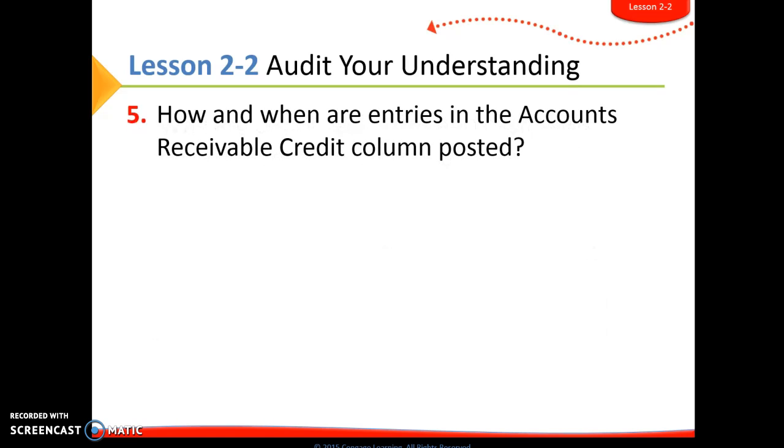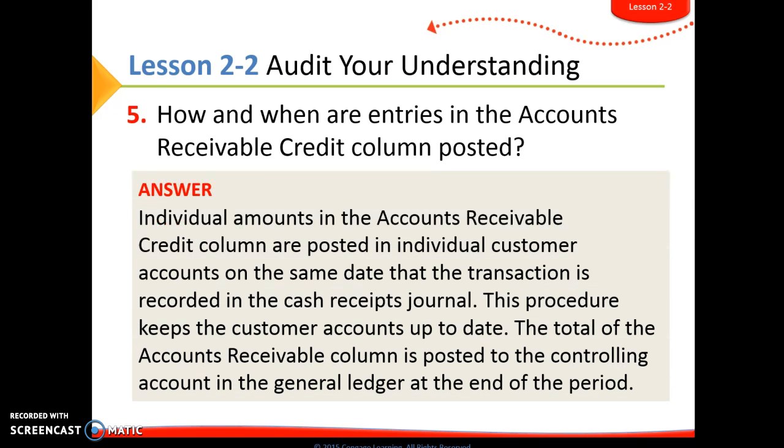And last one, question number 5, how and when are entries in the accounts receivable credit column posted? So individual amounts in the accounts receivable credit column are going to be posted in individual customer accounts on the same date that the transaction is recorded in the cash receipts journal. This procedure keeps the customer accounts up to date.